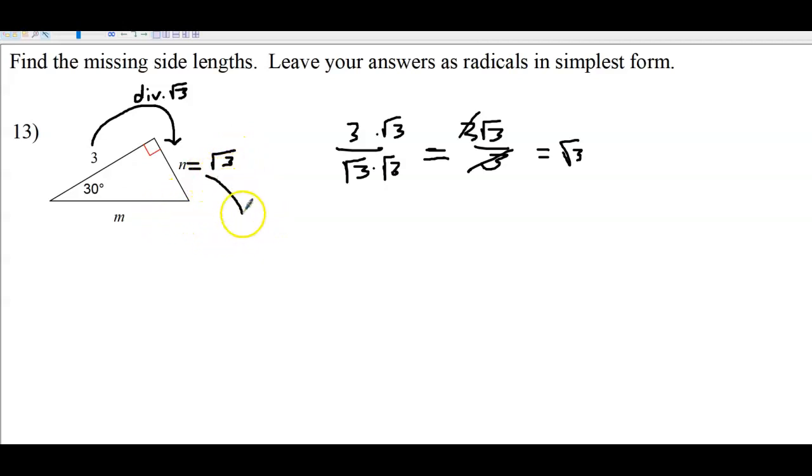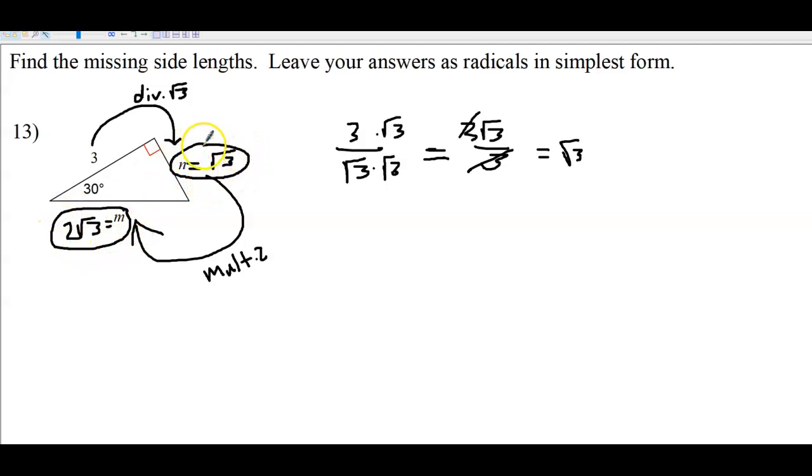And as you guys know, to get from your short leg to your hypotenuse, you multiply by 2, right? So if I multiply this by 2, you don't get the square root of 6. I want you to understand that, because that would be if you multiplied by the square root of 2. But if I just multiply this by 2, it just means put a 2 in the front of it. So it's 2 square root of 3. So m is equal to 2 square root of 3, and n is equal to the square root of 3.